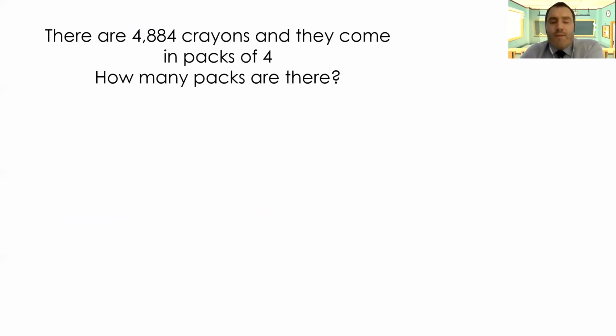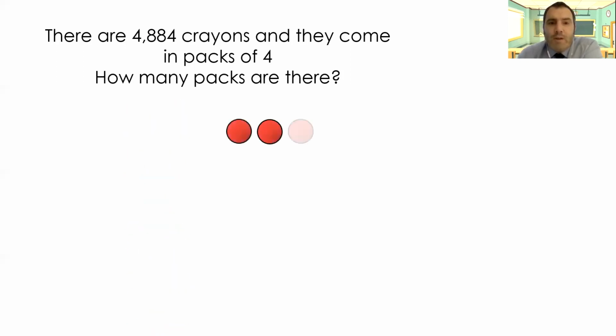So how do we divide 4-digit numbers by 1-digit numbers? So I've got my question here. There are 4,884 crayons and they come in packs of 4. How many packs are there? Well, I could draw them out one by one. That might take me a bit of time. I'm not going to do that.